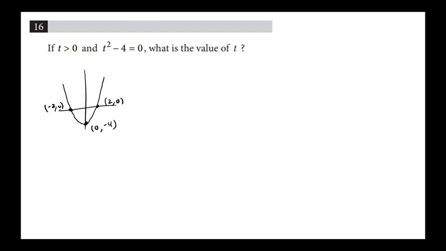Alright. The other way of doing it is algebraically. T squared minus 4 equals 0. T squared is equal to 4. t equals plus or minus the square root of 4, but t is greater than 0, so t has to be plus 2.